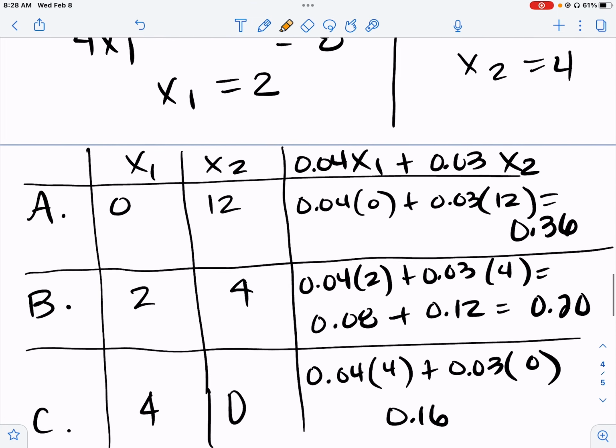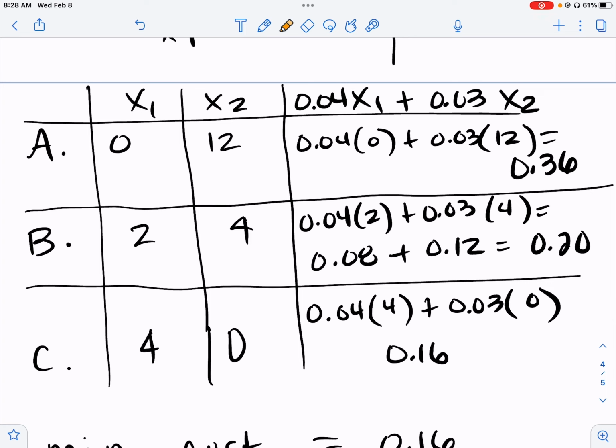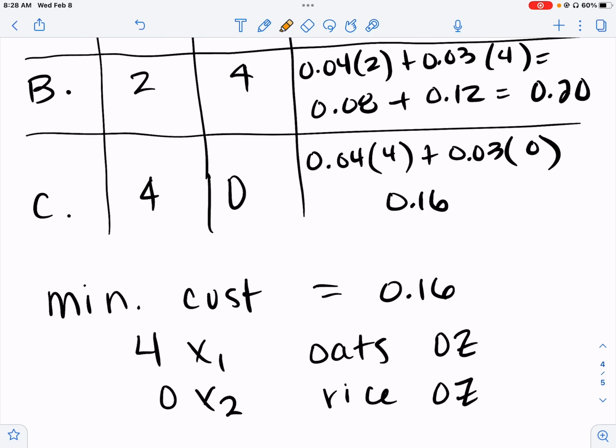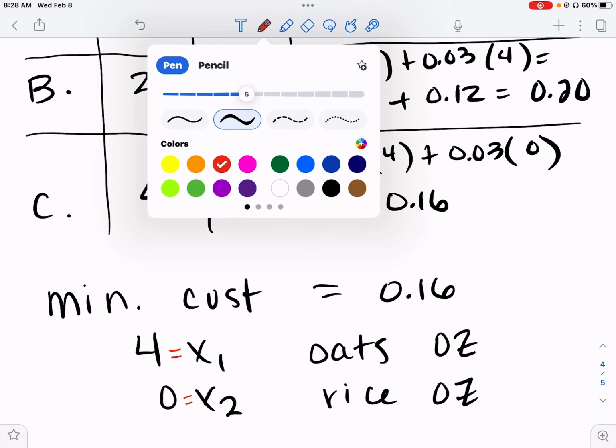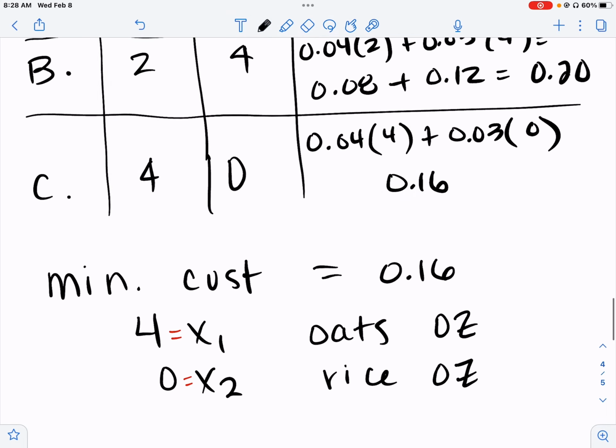So we're going to take those points and plug them into our cost equation. For point A, we get 0.36. For point B, we get 0.20. For C, we get 0.16. And the minimum cost there is 0.16, where we have x1 equals 4 and x2 equals 0. That means 4 ounces of oats and no ounces of rice. And that is our solution.